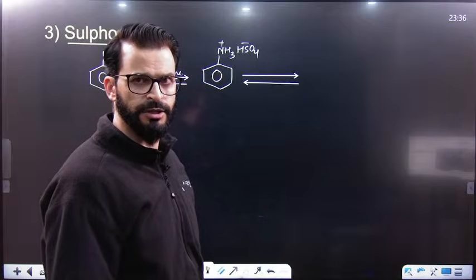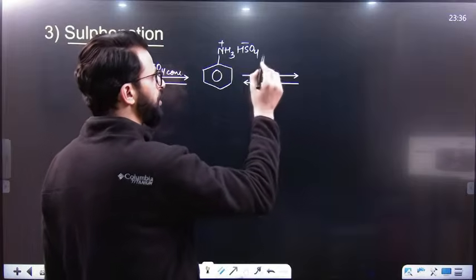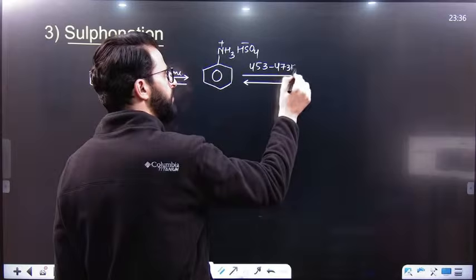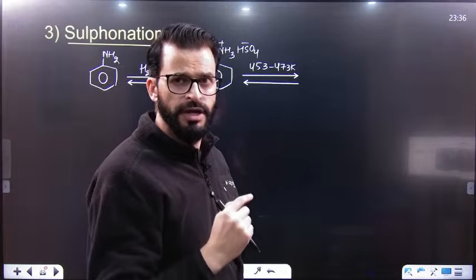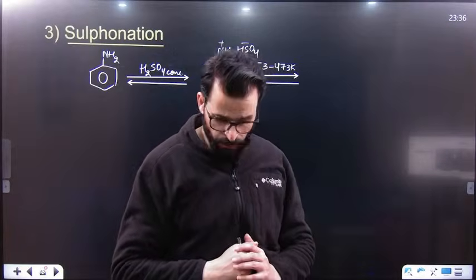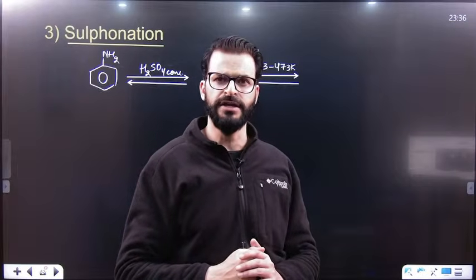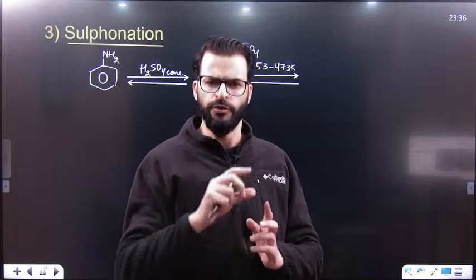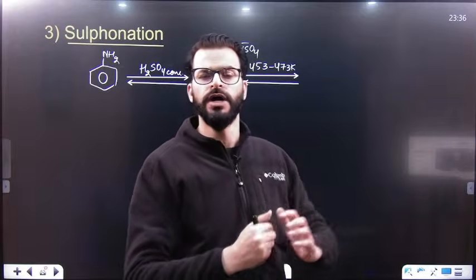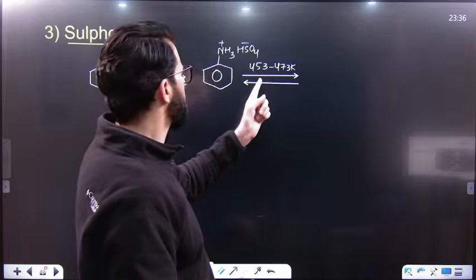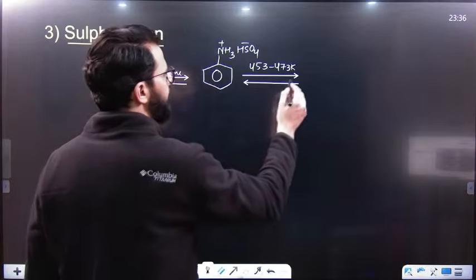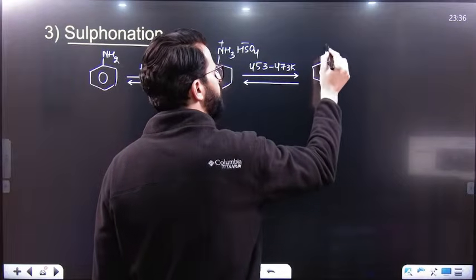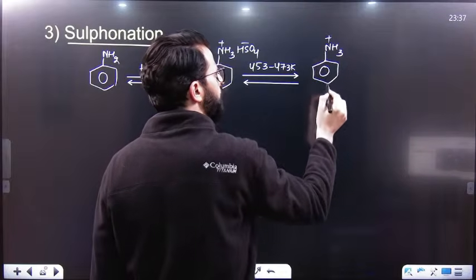Para, ortho, meta, all are in equilibrium with each other because this reaction is reversible. Now tell me, if temperature is increased to 453 to 473 Kelvin, at high temperature, which one is the most stable product? It will be the para one. So ortho, meta will not be the major products. Whatever they will be formed, they will be converted to para, because at high temperature there will be loss of water molecule, and after loss of water molecule, it will result in the formation of this one.